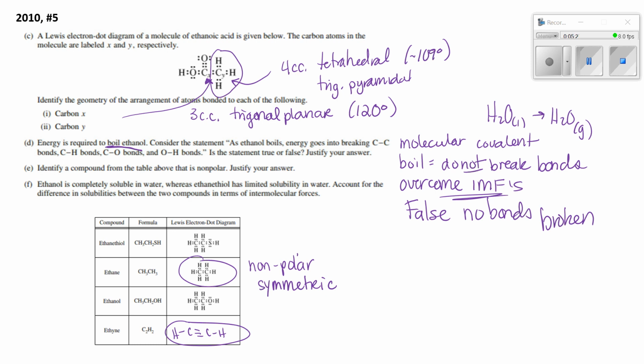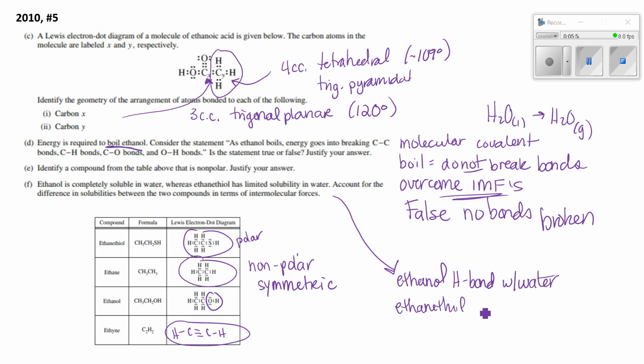If you look at F, this is an intermolecular forces question, thinking about solubility in water. So if we think about ethanol, if we take a look down here, it's got an O bonded to an H. So ethanol is capable of hydrogen bonding with water. If you think about ethane thiol, this molecule is polar, but it's not capable of hydrogen bonding. So ethane thiol has dipole-dipole forces with water.